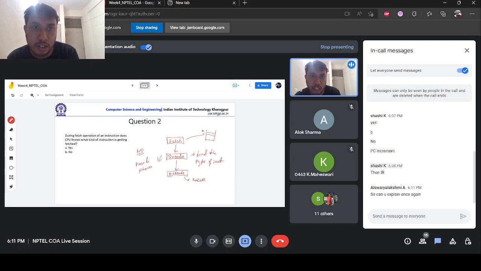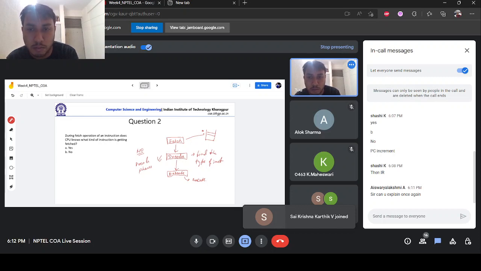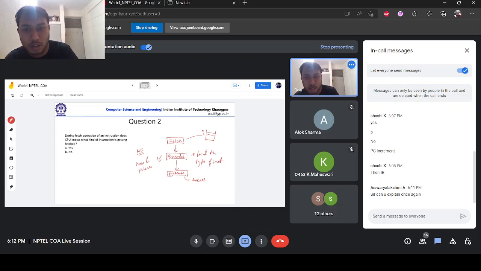In the decode phase, it finds out what kind of instruction it is, and also what the operands and the operators to be used are. And in the execute phase, we perform the operation. In a simple way, I can write like this.